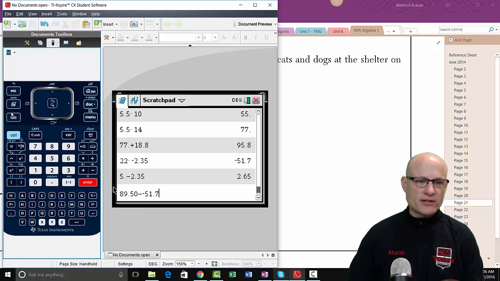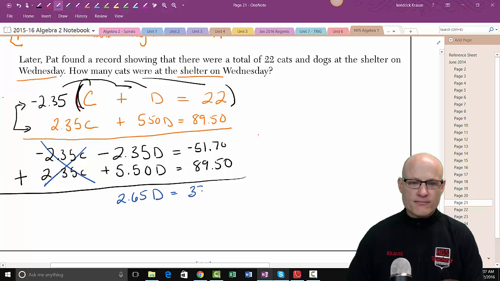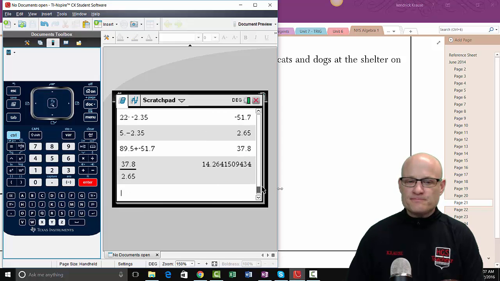Enter. I shouldn't be subtracting. We're adding. I forgot we were adding. It's actually subtracting in this case, but we're actually adding. Delete, plus, boom. 37.80. Now we're going to divide. This is why I like to do this. I'm going to take this, enter, and divide it by 2.65, because you need these numbers anyway, and we find out I made a mistake.